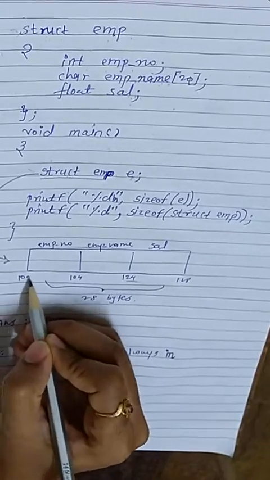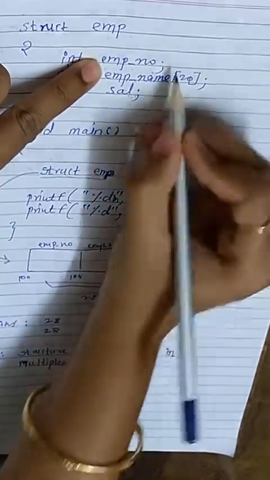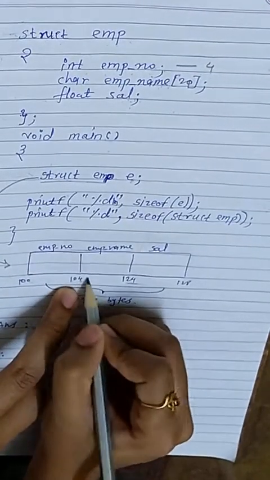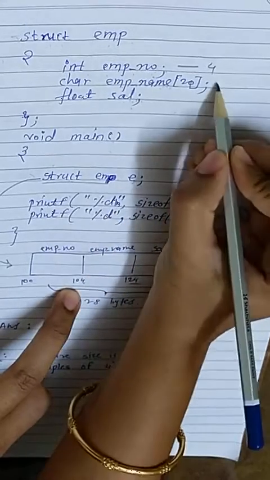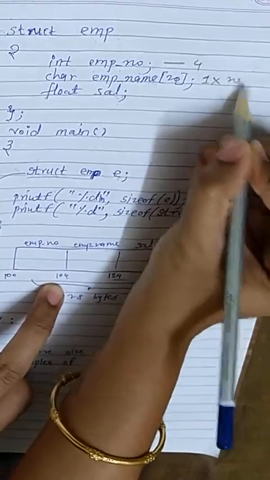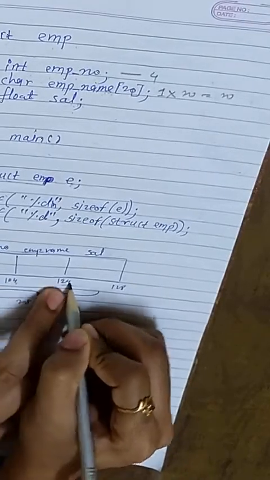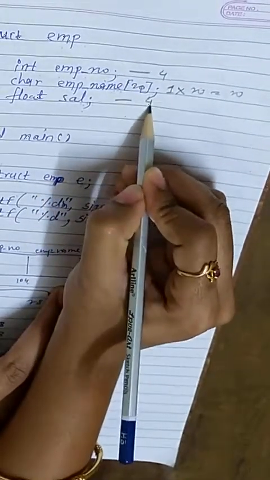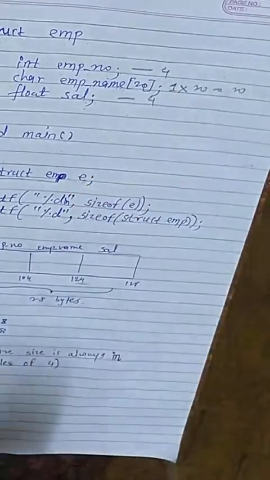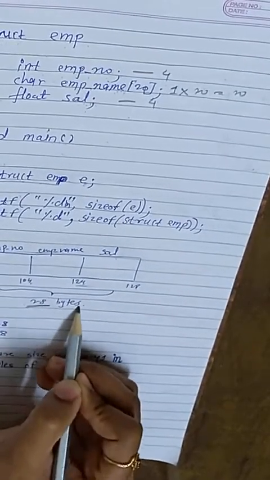Suppose the starting address is 100, then this first element emp no requires 4 bytes as it is an integer. So 104 is the next address, then emp name, it is a character, so one character requires 1 byte, so 1 into 20 is 20, so it will require 20 bytes, 104 to 124. Again next is a float sal, it requires 4 bytes, so 124 to 128, 4 bytes required by this sal. So in total it requires 28 bytes.